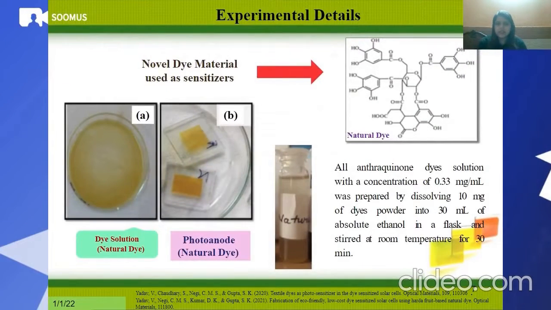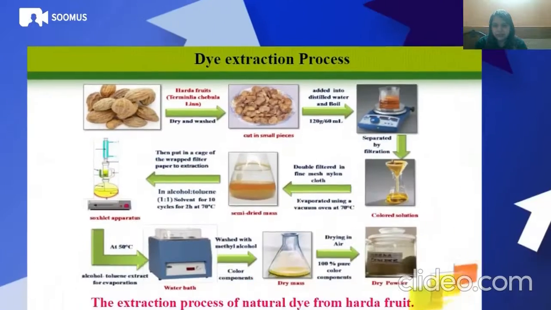And the experimental details. This is the novel dye material used in my work. It is a natural dye, which is made from harda fruit. Harda fruit is one of the oldest fruits of Rajasthan, and this is the photo of the natural dye solution, and this is the DSSC device made with the natural dye. This is also a natural dye solution photograph, and the composition of the dye solution is 0.33 mg per ml, dissolved in absolute ethanol.